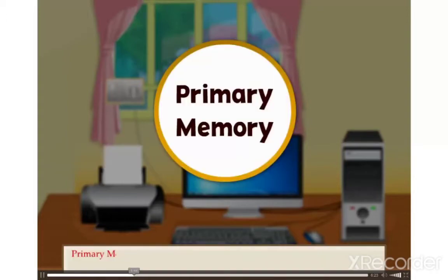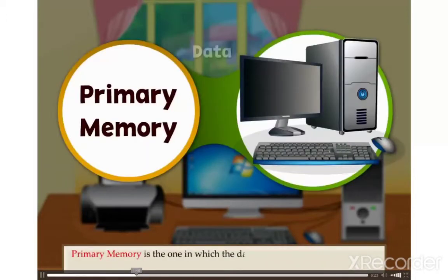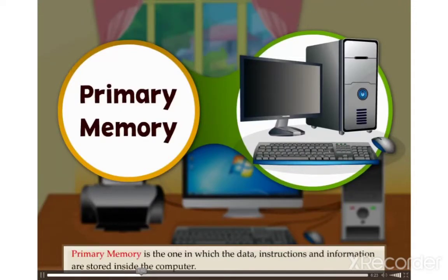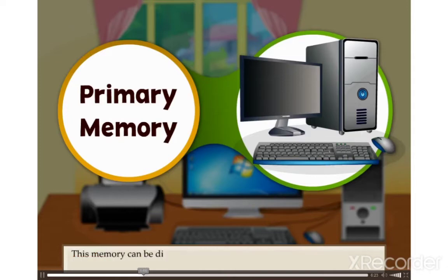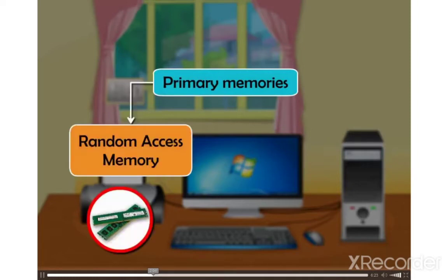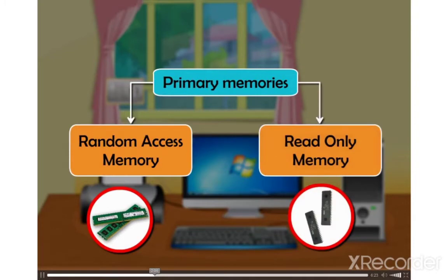Primary memory is the one in which the data, instructions, and information are stored inside the computer. This memory can be directly accessed by the CPU and is also called the internal memory. There are two types of primary memories: random access memory and read-only memory. Let us learn about them in detail.